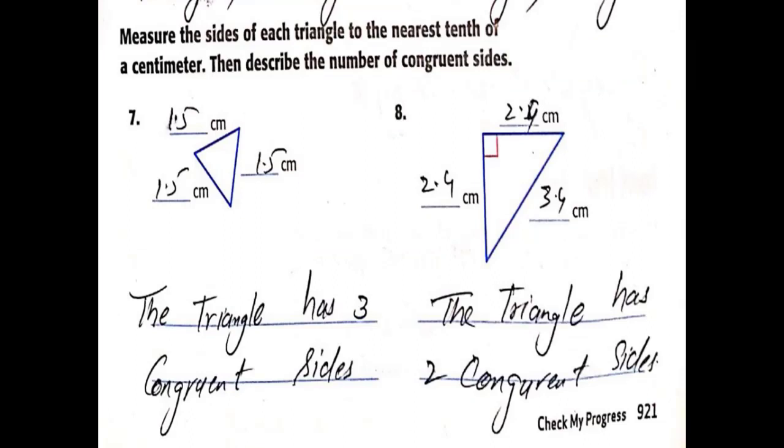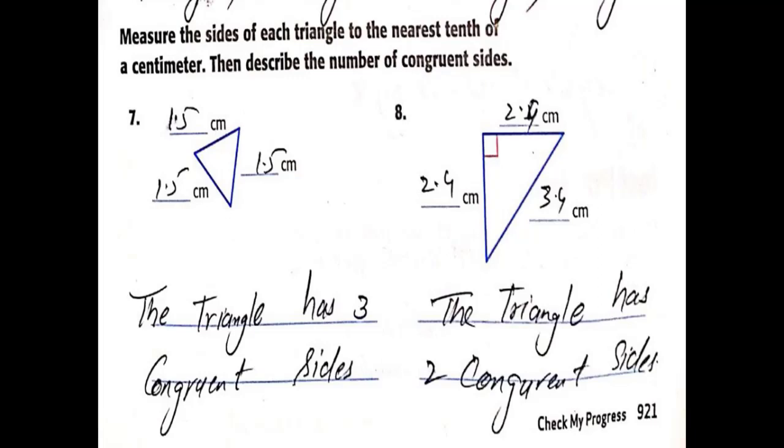Measure the side of each triangle to the nearest tenth of a centimeter, then describe the number of congruent sides. Some triangles are given, we will measure and we will see whether they are congruent or not. Number 7, 3 sides are there, all are 1.5 centimeters. You can see in your book, 3 sides, each side is 1.5 centimeter. In the given line, we will write our observation. The triangle has 3 congruent sides because 3 sides are equal.